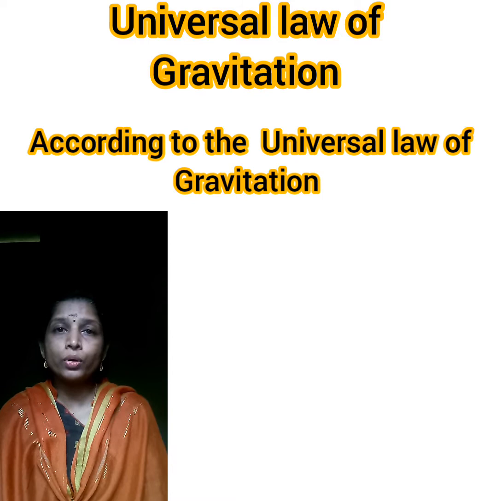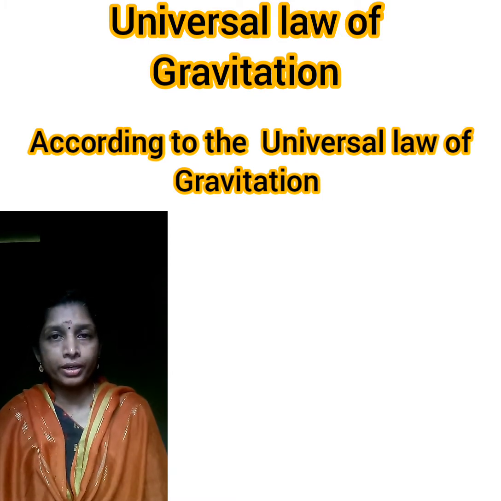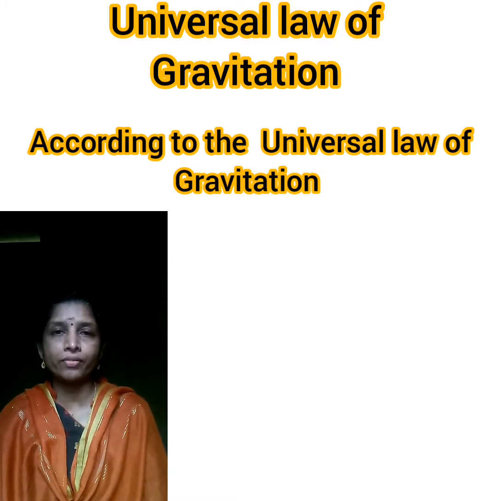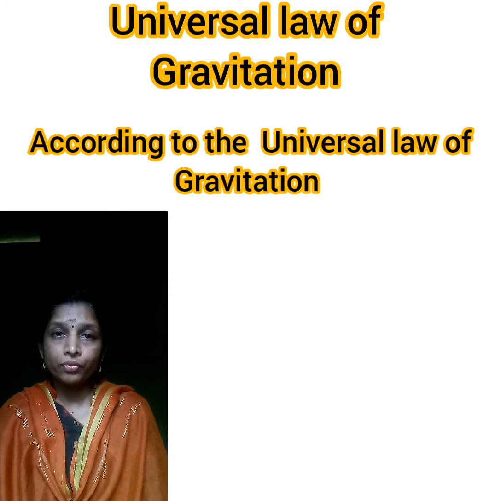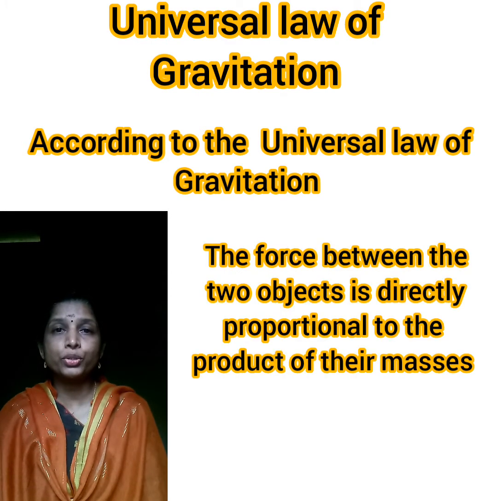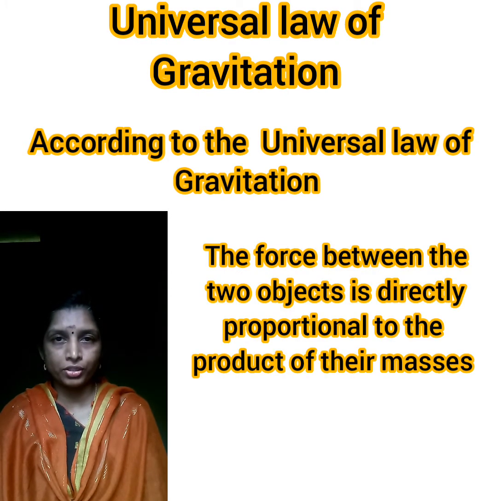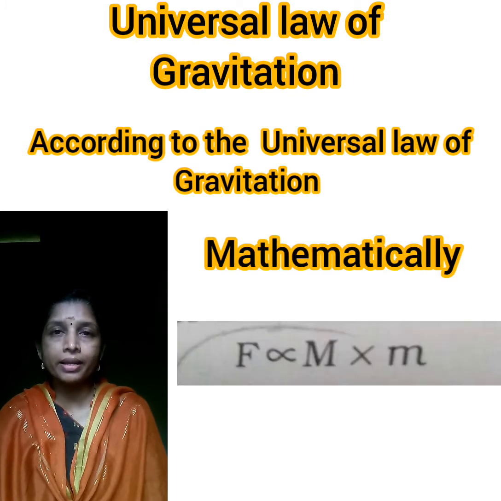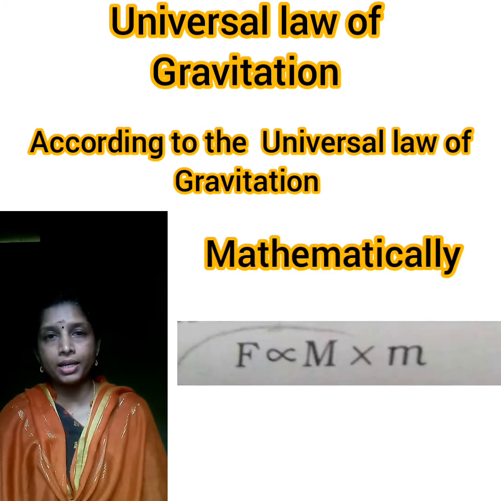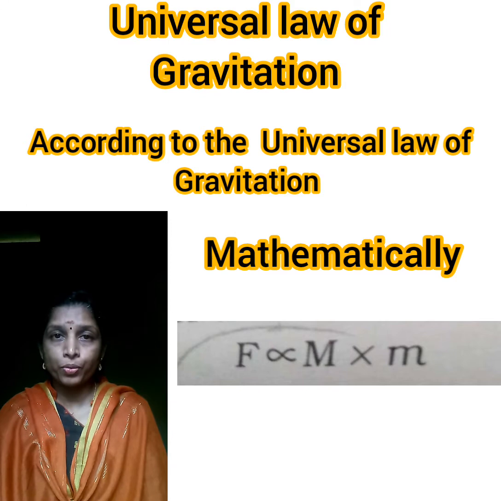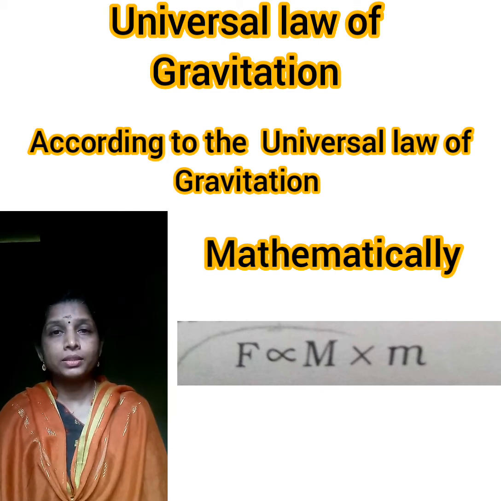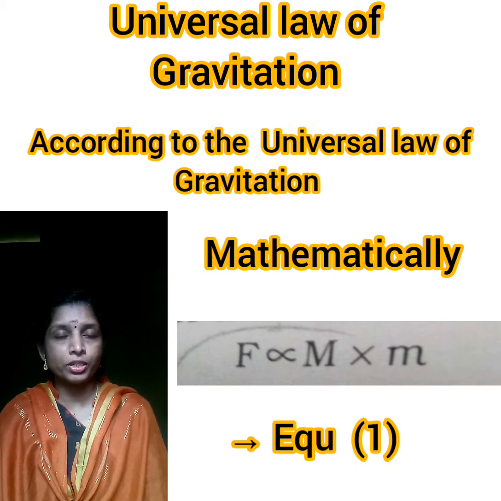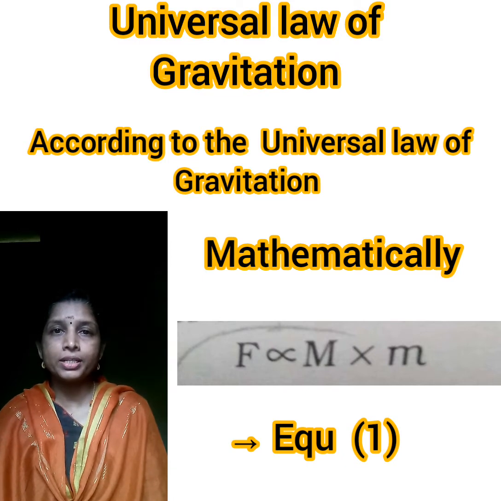Then according to the universal law of gravitation, the force is directly proportional to the product of the two masses. So mathematically we can write this statement as F proportional to capital M small m. Capital M is the mass of object A and small m is the mass of object B. Put it as equation number 1.